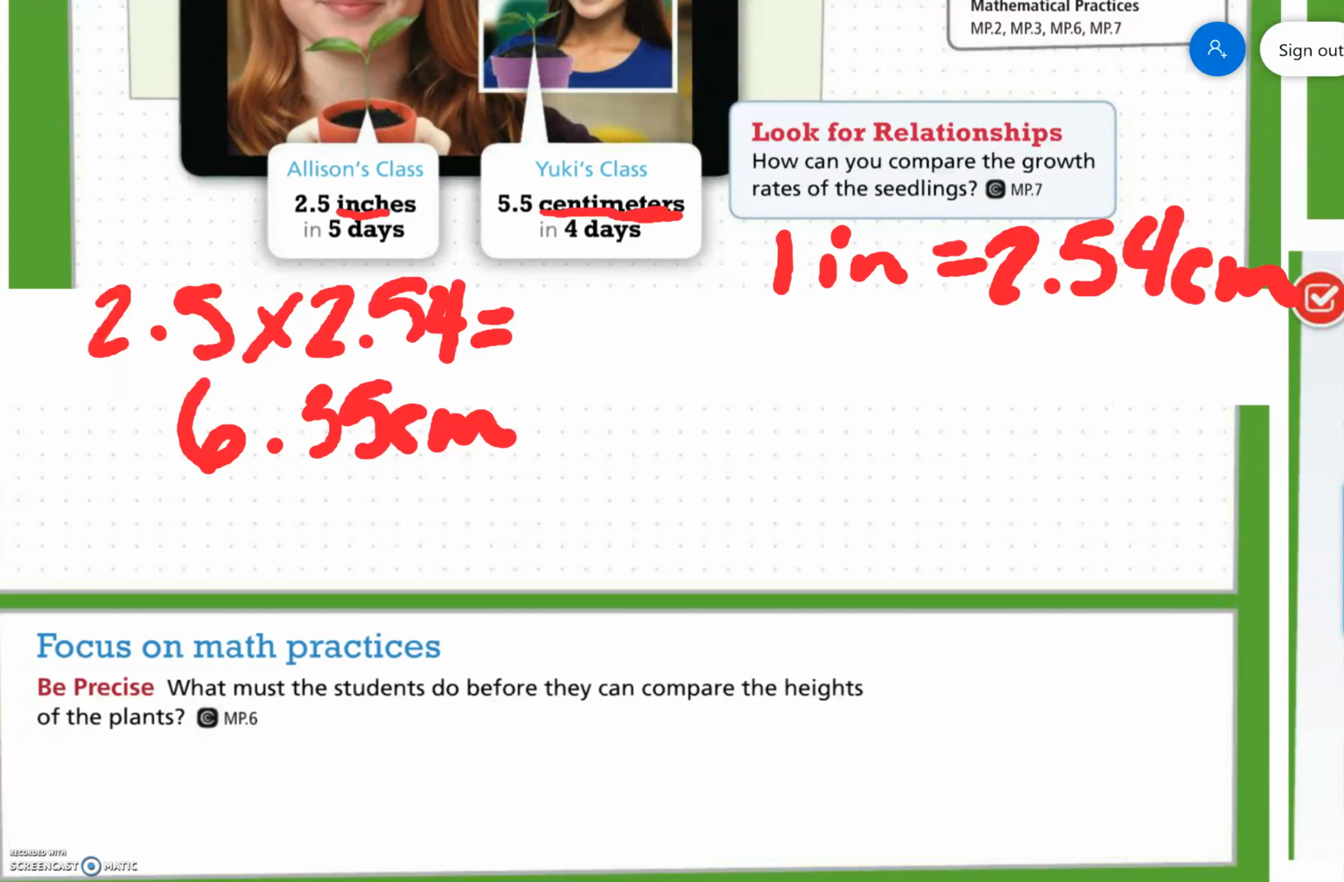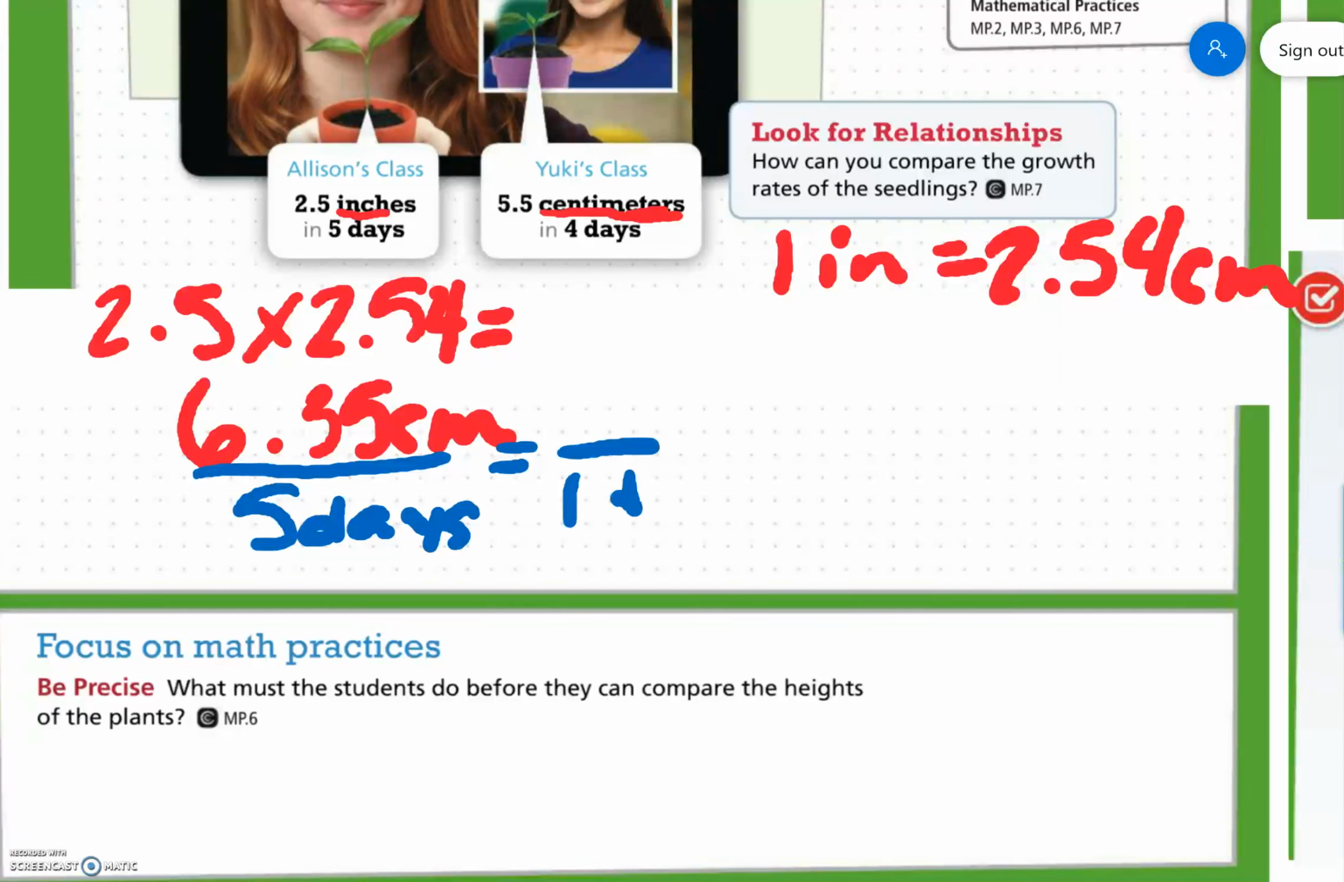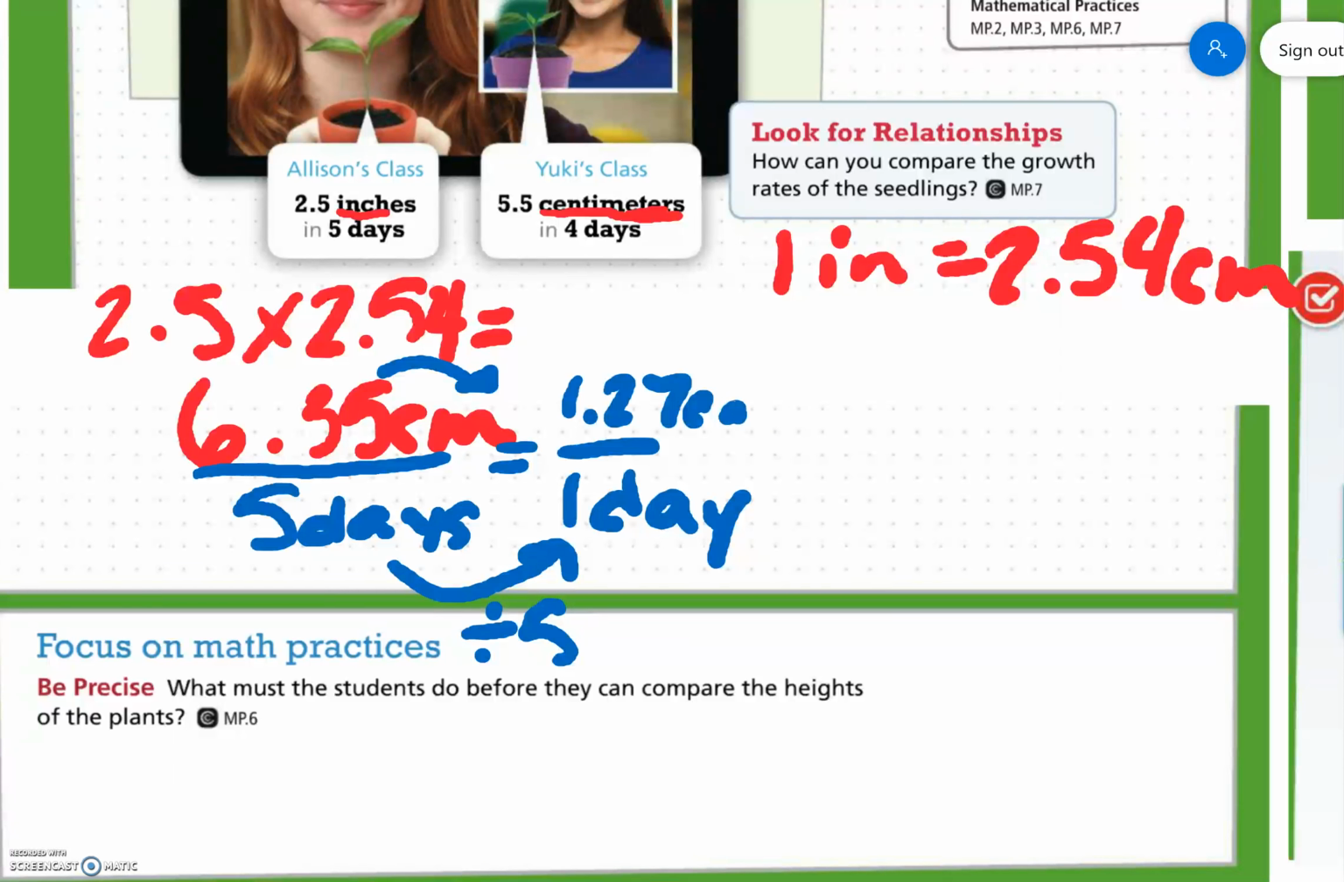Okay, so I hope you found the unit rate. So 6.35 over 5 days. Unit rate is a what in the denominator? A 1. So we want to figure out how much it's going to grow in 1 day. So I divide by 5, both on the top and the bottom. 6.35 divided by 5 gives me 1.27. So it grows 1.27 centimeters in 1 day for Allison's class.